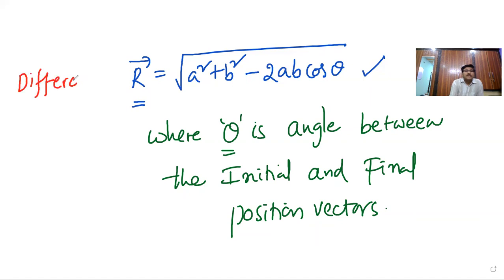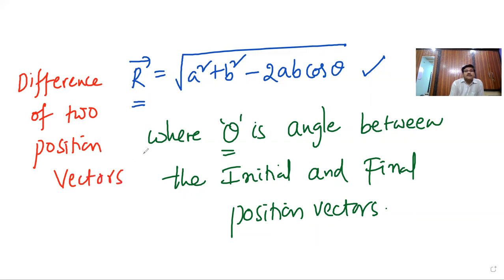Difference of vectors. Difference of two position vectors. This is the formula. Is it clear? This is the formula.